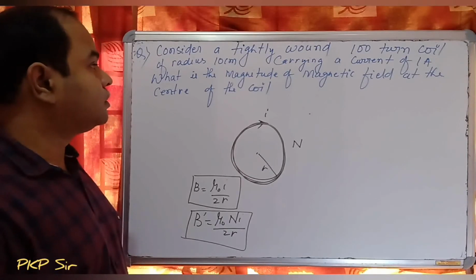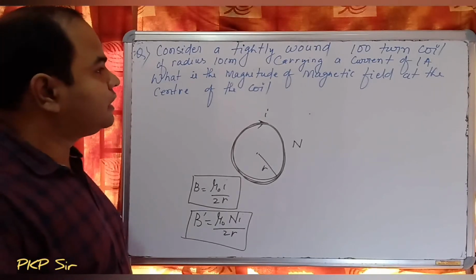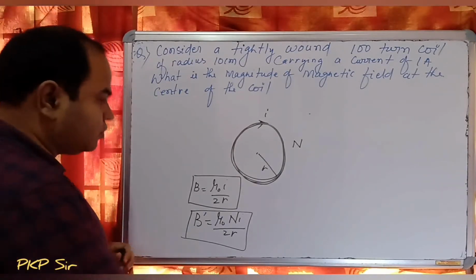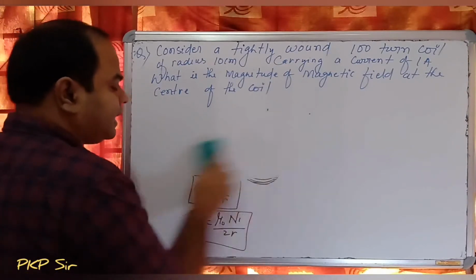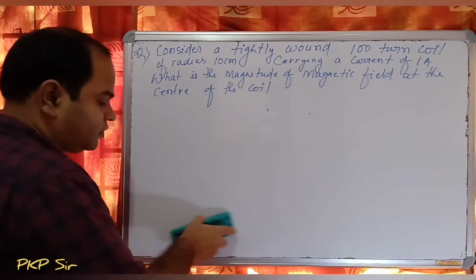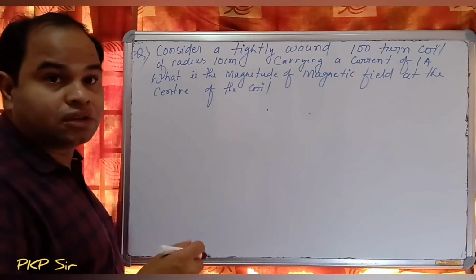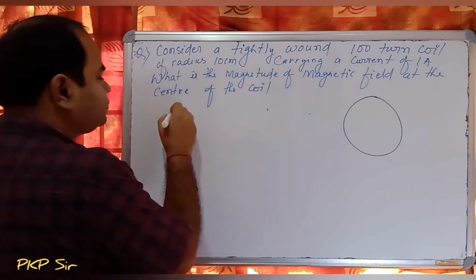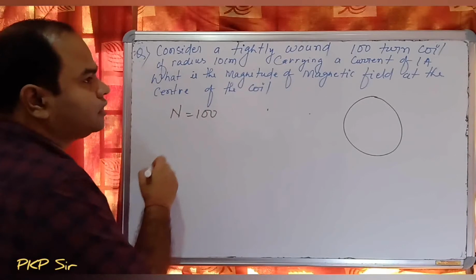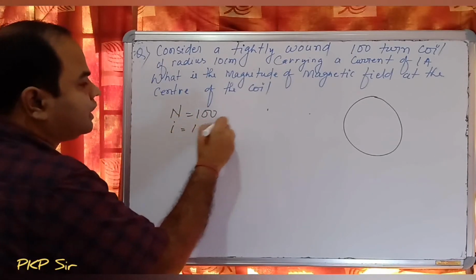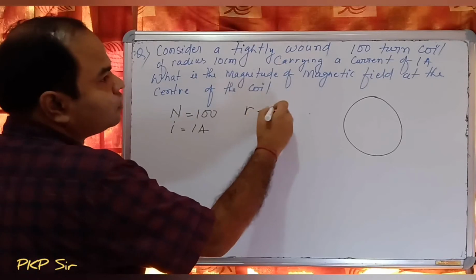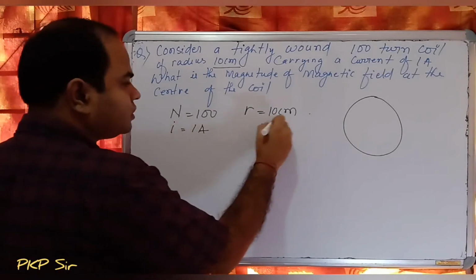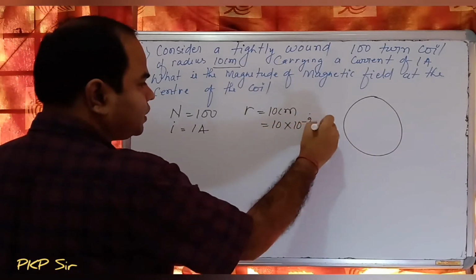So the question is: consider a tightly wound 100 turns coil of radius 10 cm carrying a current 1 ampere. What is the magnitude of magnetic field at the center of the coil? In this question it is given n is 100, there are 100 turns of a circular coil, current is 1 ampere, and radius is 10 cm, that is 10 into 10 to the power minus 2 meter.